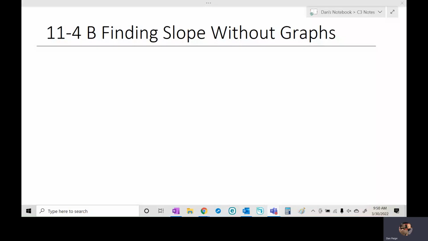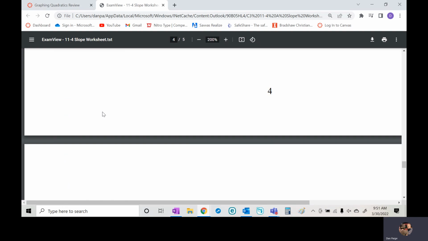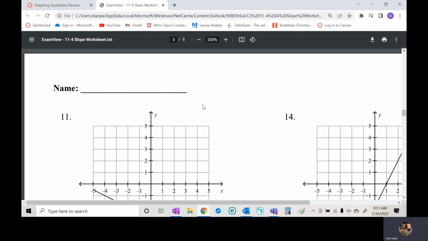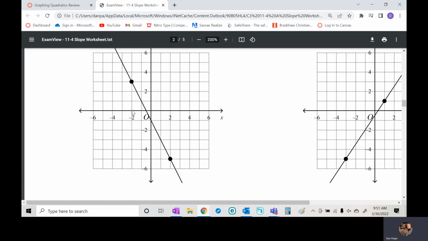So we're going to do more of the same where we're finding slope. The difference is, though, instead of seeing a picture where you actually count and draw out the slope like you guys were doing, like this, instead of actually counting out the rise and counting out the run and looking at the actual picture, we're going to find slope without the picture.